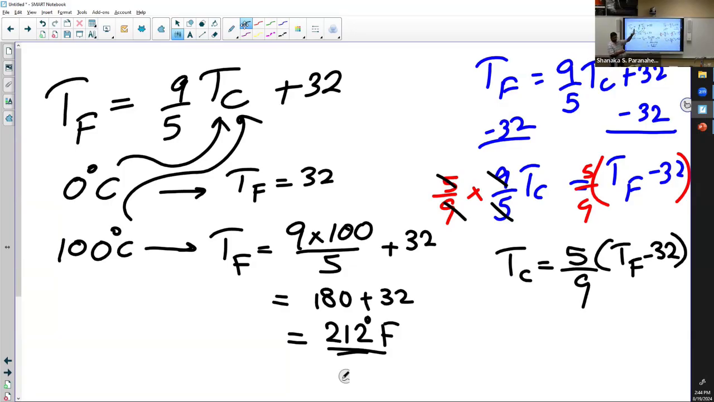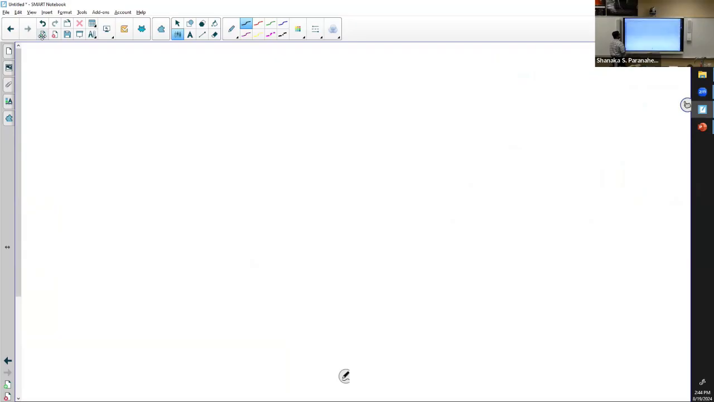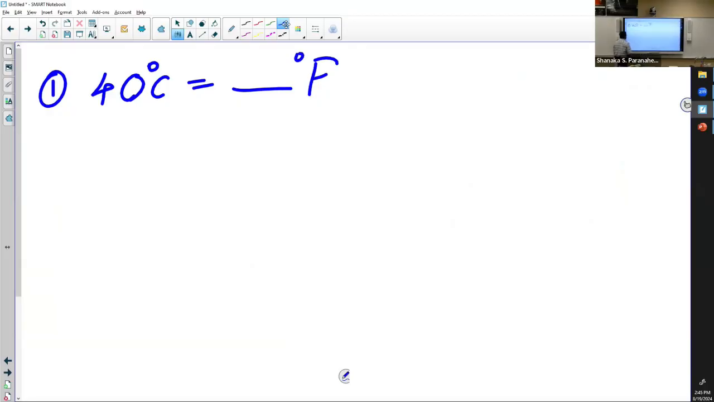Both of those equations will be on the front page in the exam, and you may get one question out of this. Whether it's going from Celsius to Fahrenheit or Fahrenheit to Celsius, you should be able to do it. I will give you the equation, and you substitute the value and solve for the answer. Let's do a couple of practice problems. First question: 40 degrees Celsius is equal to how many Fahrenheit? Second question: 140 Fahrenheit is equal to how many Celsius?